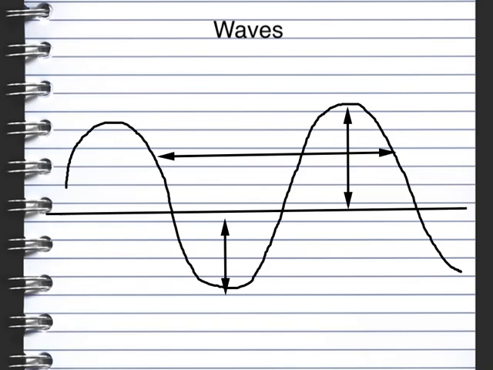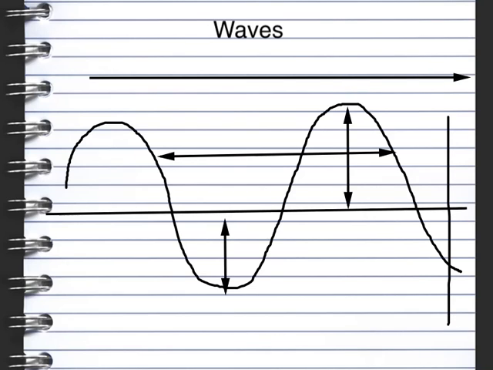Now as the wave is moving in this particular direction, the energy is being transferred from here over to here. This means that as the waves pass this position here, we get a frequency. So it's the number of waves that pass that point every second will be the frequency.